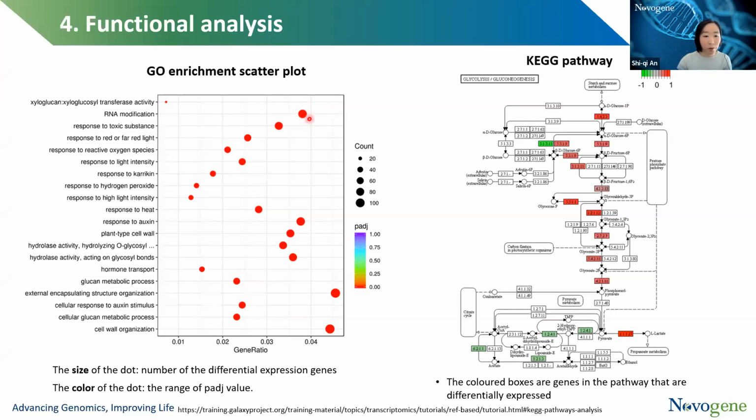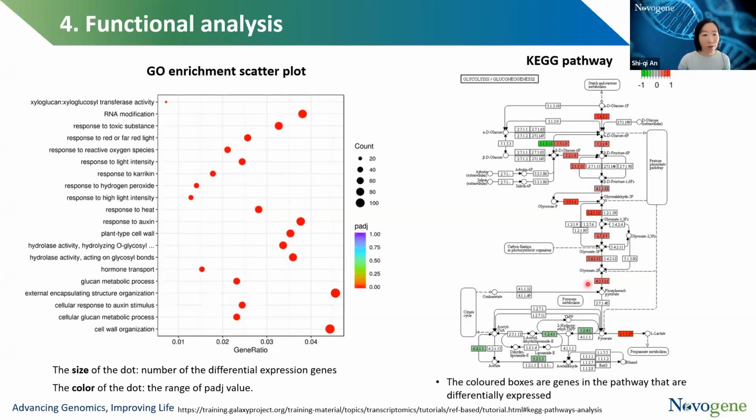Okay, so the color means basically the padj value, so whether it's significantly different or not. On this one here, of course, they're all quite red, which means they're all quite significantly differentially expressed. And for the KEGG pathway, you can see where the differentially expressed genes sit in a pathway. Here the red means upregulated genes and the green means downregulated genes, and you can see clearly where they actually sit in certain pathways.